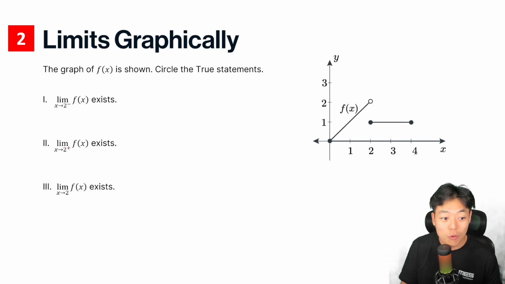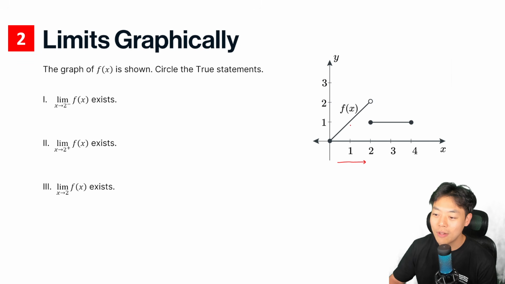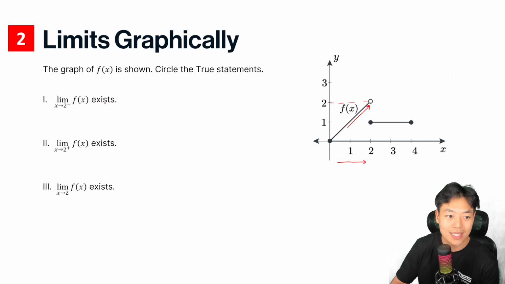If we have x approaching 2 from the positive direction, then we're approaching 2 from the right side. So as x approaches 2 from the left, what value is my function approaching? 2. It exists.